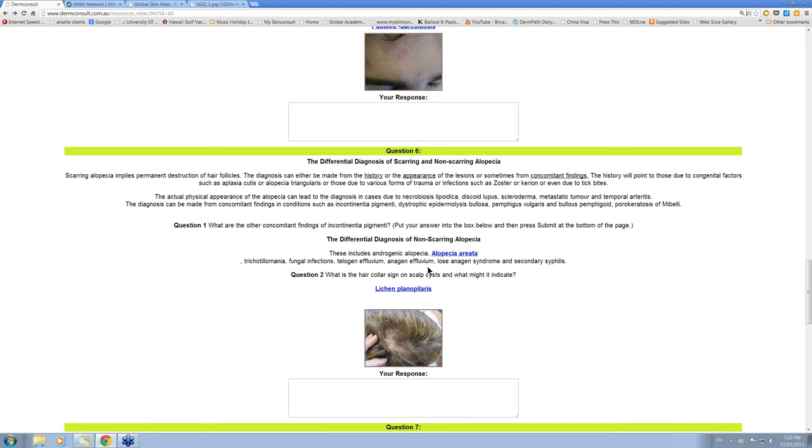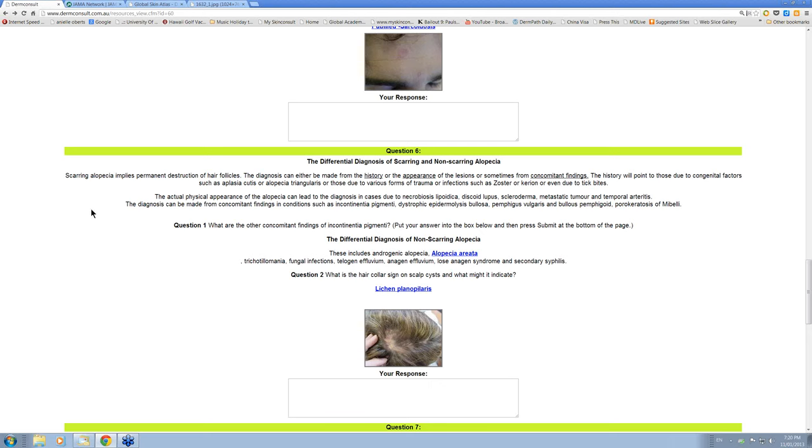Anagen effluvium, usually in young children, a curious condition. The loose anagen syndrome, sorry, that's the one I'm thinking of. Anagen effluvium can occur with cytotoxic drugs and other things like that. Secondary syphilis, that moth-eaten look that you can get in the scalp from secondary syphilis. Classic, just go looking for it.